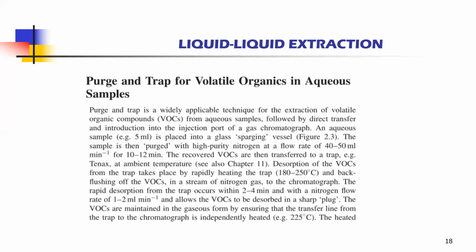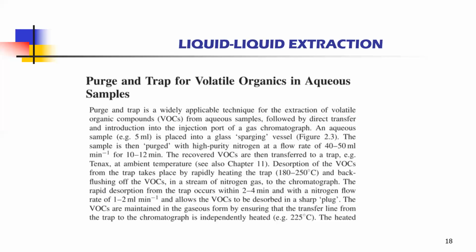rapidly heating the trap. So we have that trap heated to 180 to 250 degrees centigrade, and the volatile organic components are back flushed in a stream of nitrogen gas to the gas chromatograph inlet system. The volatile components come into the gaseous state again, and are then driven by a stream of nitrogen gas to the GC system.